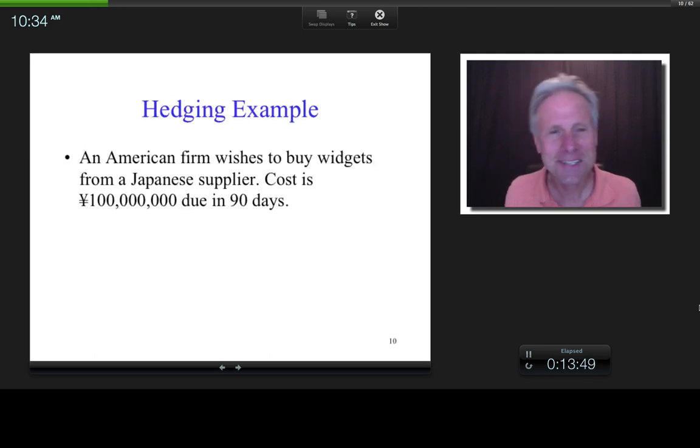So let's get into a hedging example, okay? Imagine an American firm wants to buy widgets. Now, you guys like the real world, right? I thought so. And so guess what? Widgets are real, all right? I took the trouble of looking it up.